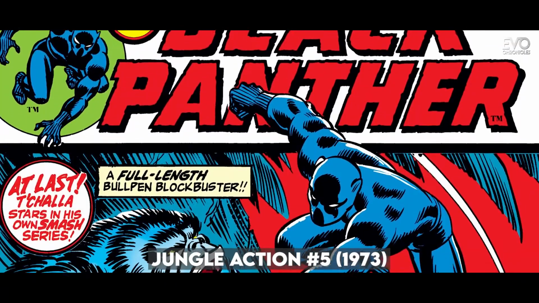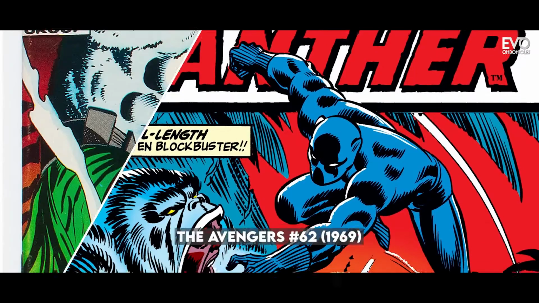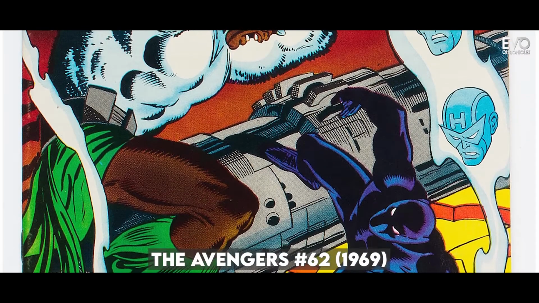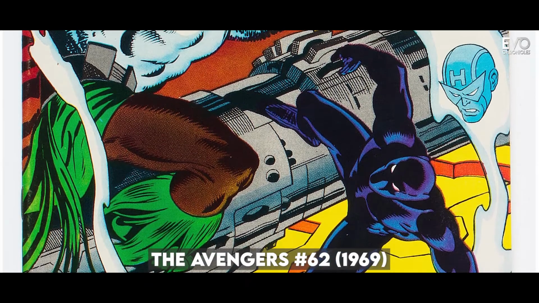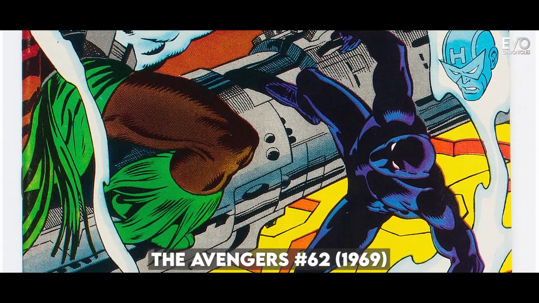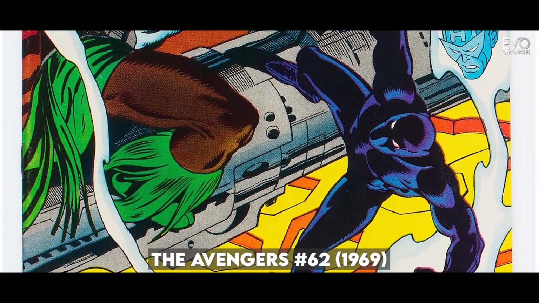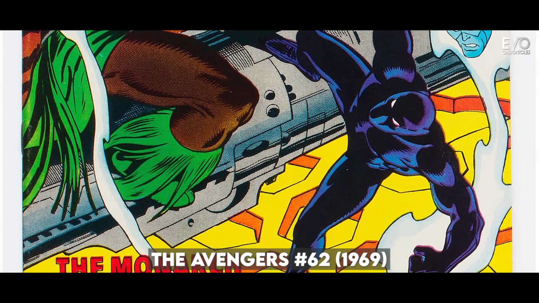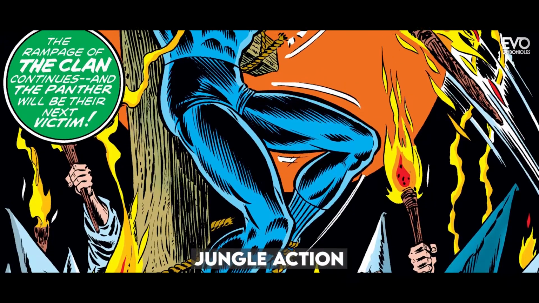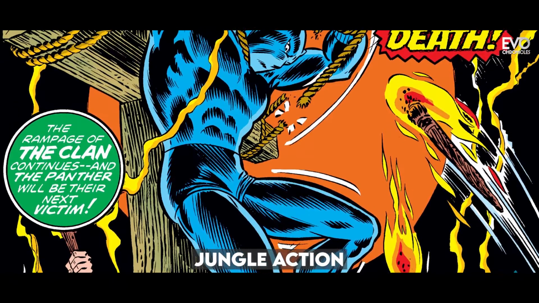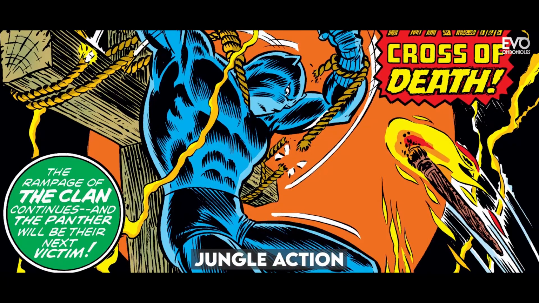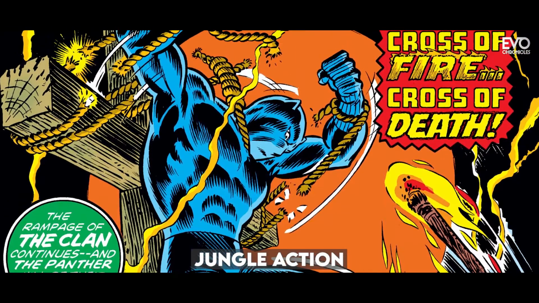Jungle Action number 5, July 1973, a reprint of the Avengers number 62's Panther-centric story, March 1969, gave him his first starring role. For the first time, the Black Panther was on the cover of his own book. Jungle Action, a series written by Don McGregor and drawn for the most part by African-American artist Billy Graham, featured the Panther's Rage story arc for 2 years.